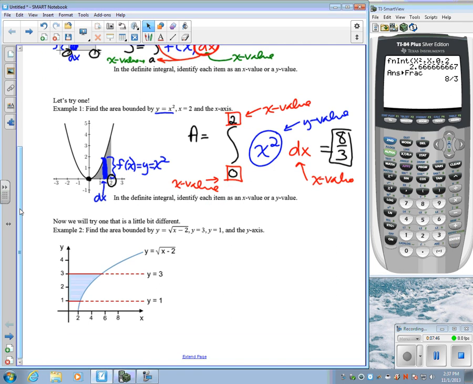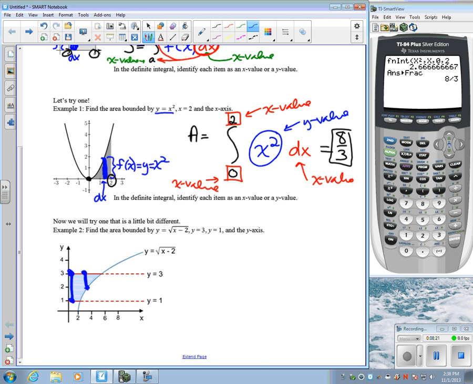So let's try this next one. It's the same idea, it really is. It's just a little bit different because of the way our region is created. When I draw in my rectangle at the right end, my rectangle's right here, and the highest I touch is at y equals 3, and the lowest I touch is at y equals 1. However, if I draw a rectangle over here, the highest I touch is y is 3, but the lowest that I touch is the square root of x minus 2.